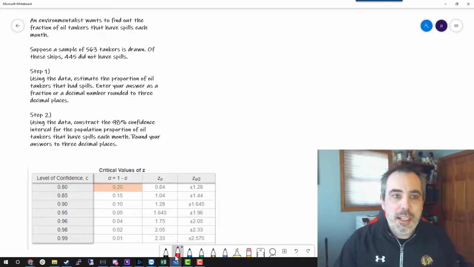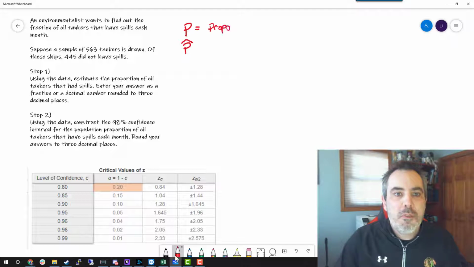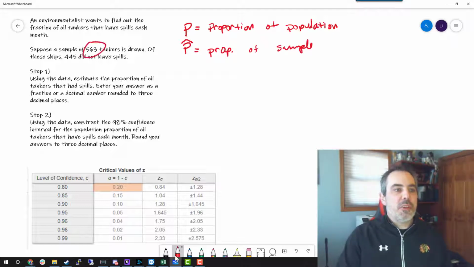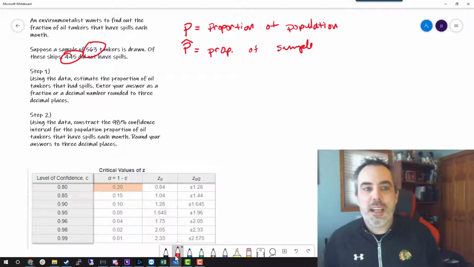So keep in mind as you look through this that when we see the difference between P and P hat, this is the proportion of the population, which we don't know. We're trying to figure this out. What we do know is the proportion of the sample that we drew. In this case, out of 563, 445 did not have spills.